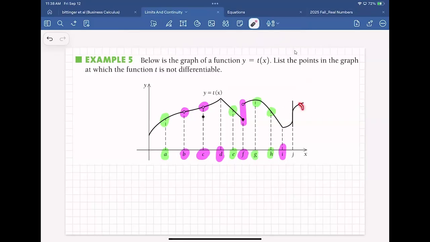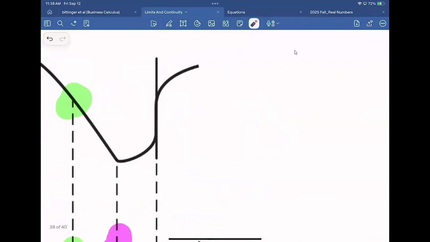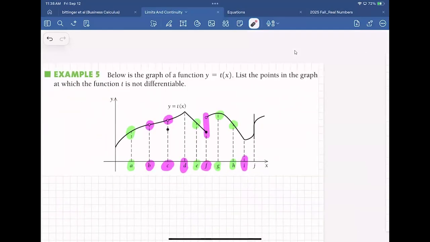That brings us to this last one. What is special about this one when you look at that? They kind of drew the tangent line there for you. So when you look at this one, what do they do with that tangent line? It goes vertical. If there's a vertical tangent, it's not differentiable.